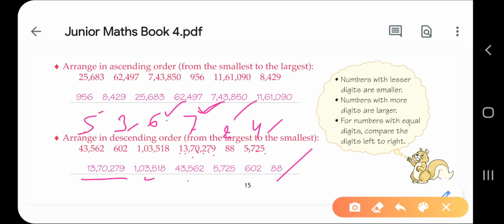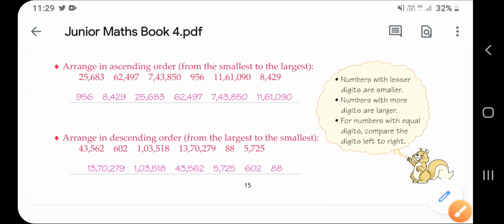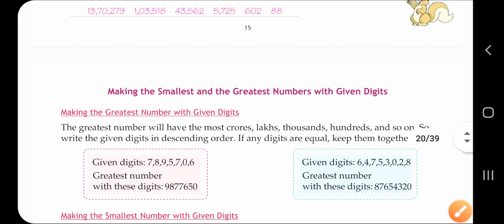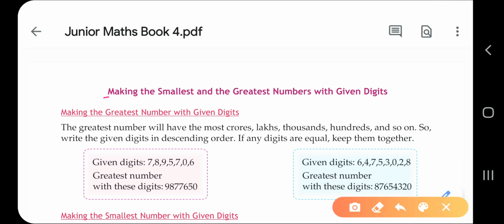Okay, आप इस तरह से नंबर्स को कंपेयर करके असेंडिंग और डिसेंडिंग ऑर्डर में अरेंज कर सकते हो. लेट्स सी सम मोर रूल्स, that making the smallest number and greatest number with the given digit. Okay, अब क्या करना है, स्मॉलेस्ट नंबर या ग्रेटेस्ट नंबर को बनाना है गिवन डिजिट से.